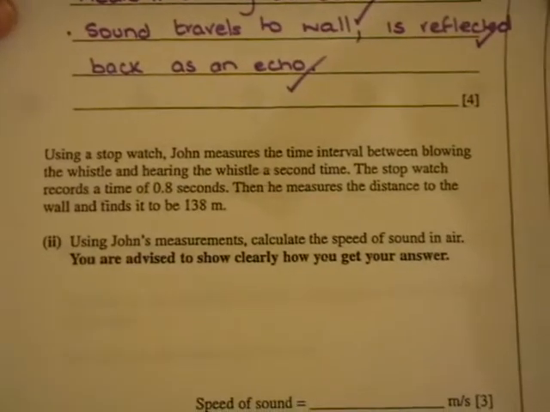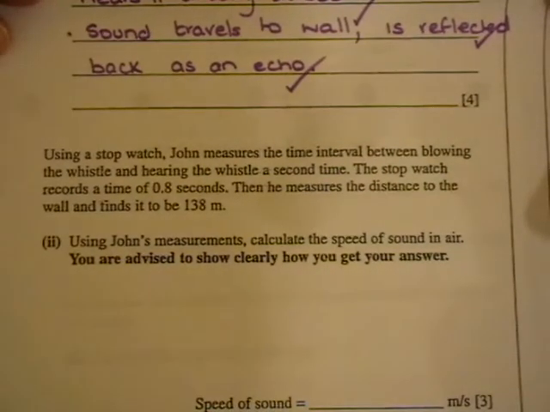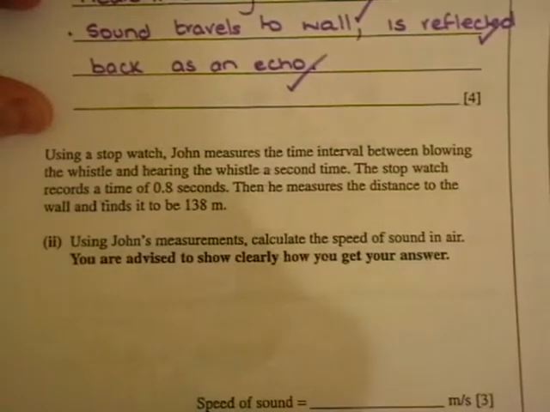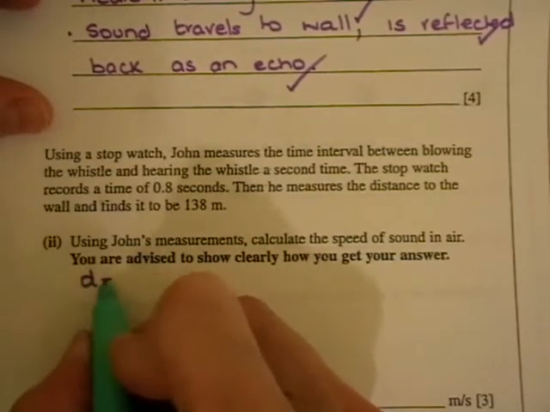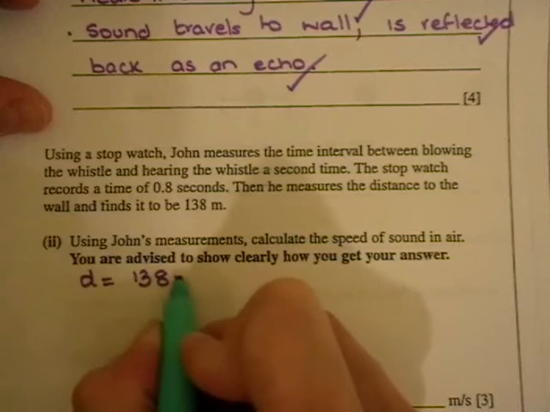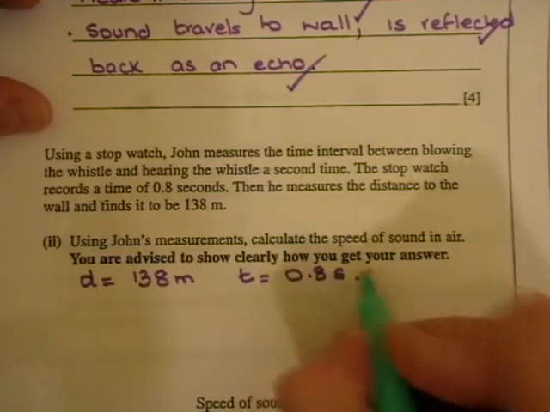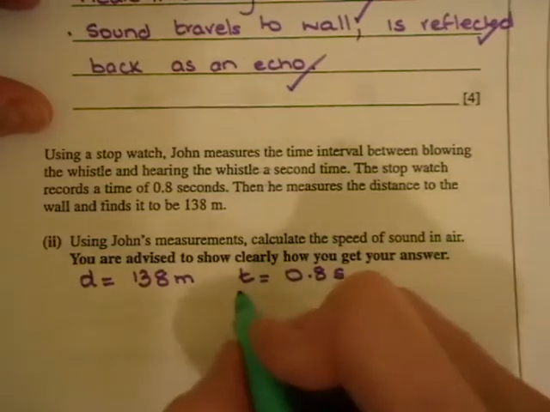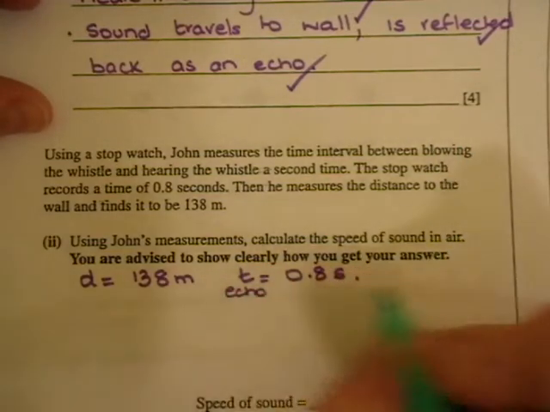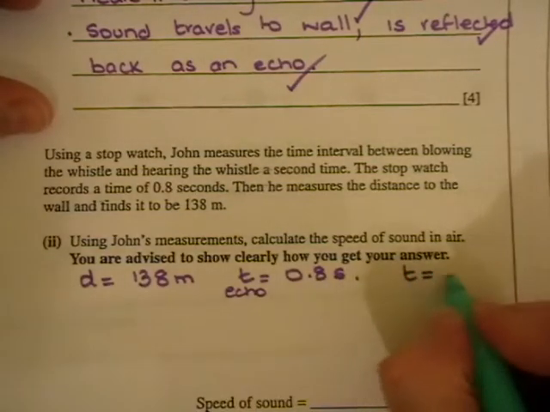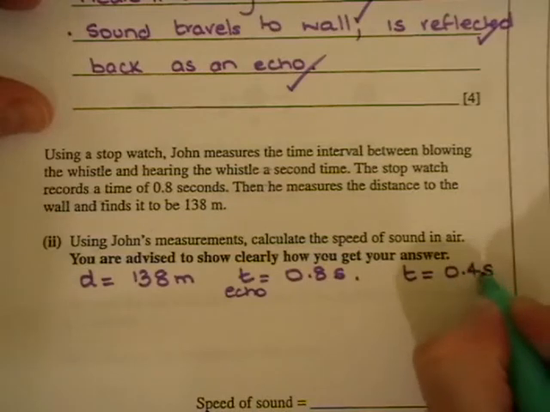So using a stopwatch, John measures the time interval between blowing the whistle and hearing the whistle a second time. The stop clock records a time of 0.8 seconds. Then he measures the distance to the wall and finds it to be 138 metres. So you already know the distance is 138 metres, and the time is 0.8 seconds. Now that time is, of course, as with most of these echo questions, the echo time. And so to get the actual time we're going to use in the calculation, you have to divide that by 2. That gives you 0.4 seconds.